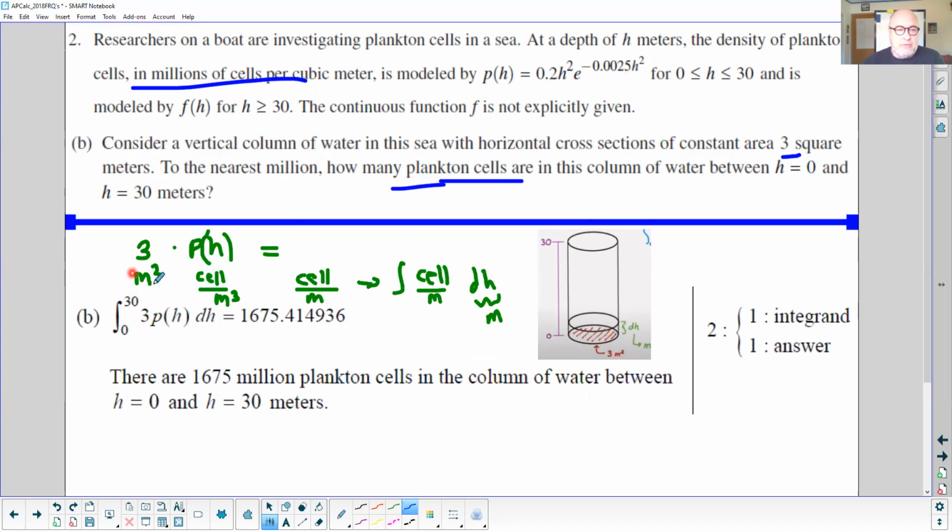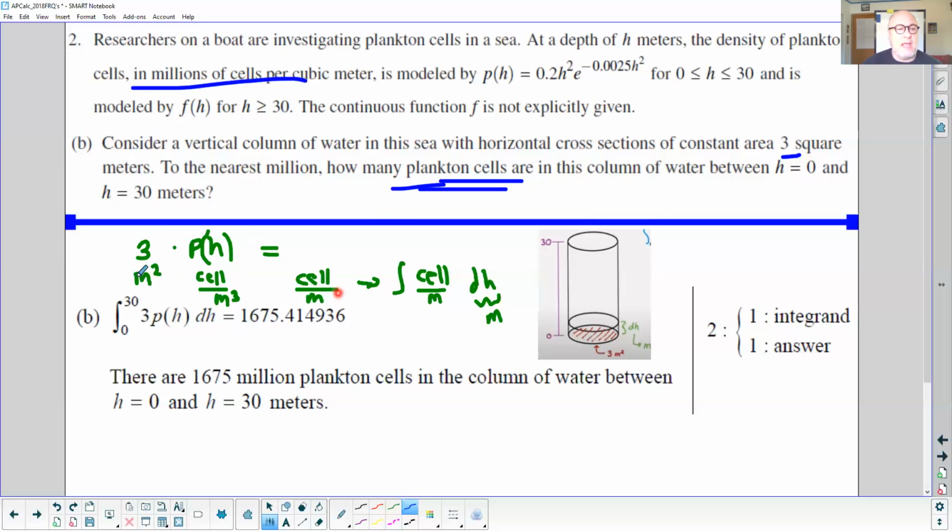If you think about this, this is what I would write out on my paper as I'm going through this. I know I need millions of plankton cells. So how do I get that? If you mess with the units, you can say to yourself, if you understand how to do integration, which is really what AP Calculus is testing you on, do you have a deep understanding of integration? 3 is square meters.